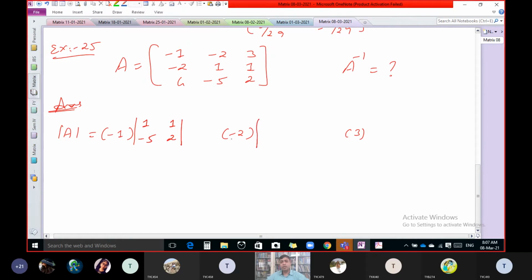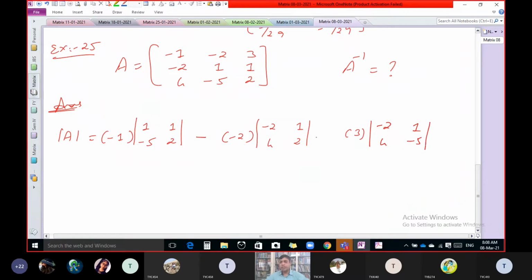Then the minor of -2. This -2 is in the first row and second column, so just eliminate that. What do we get? -2, 1, 4, 2. And the minor of 3. This 3 is in the first row, third column. So we get -2, 1, 4, -5. Here you have to write a minus sign, here you have to write a plus sign, and calculate.